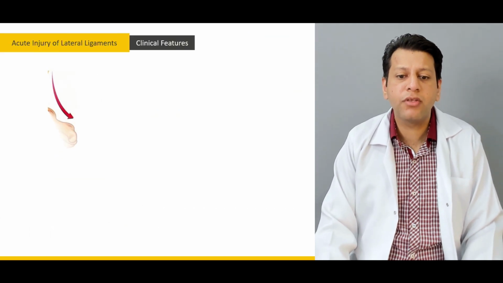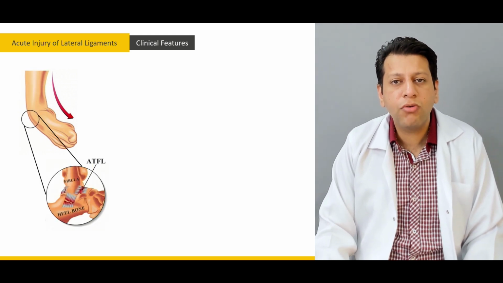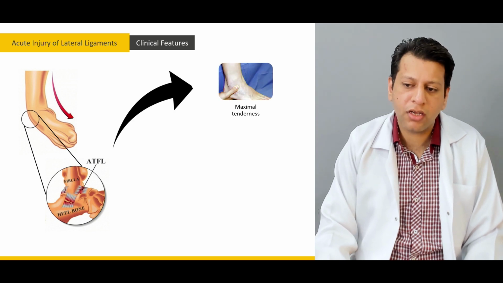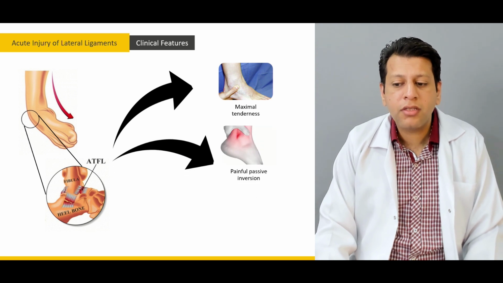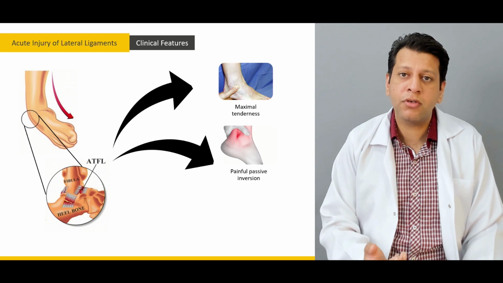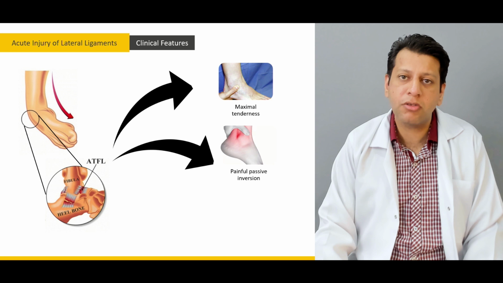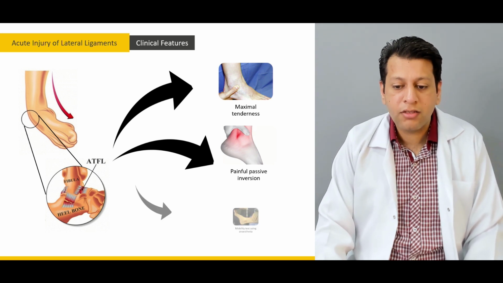Now coming to further clinical features, first there is inversion injury. This may lead to either the rupture of the calcaneofibular or anterior talofibular ligaments. Maximum tenderness is on the lateral malleolus. There is pain on passive inversion of the foot when the doctor is doing a stress test and inverting the foot. There is actually maximum tenderness over the anterior lateral aspect of the ankle.